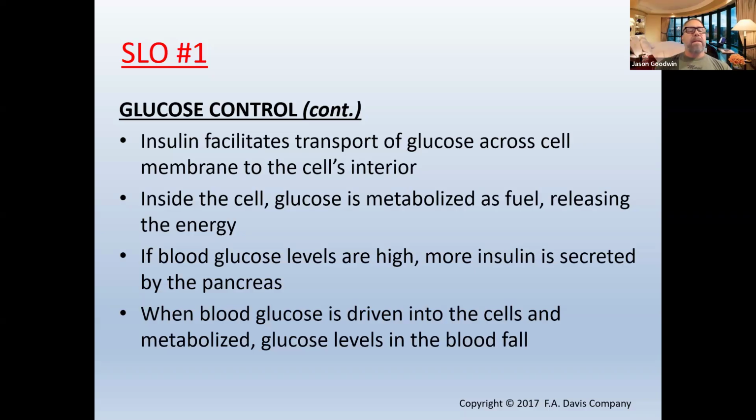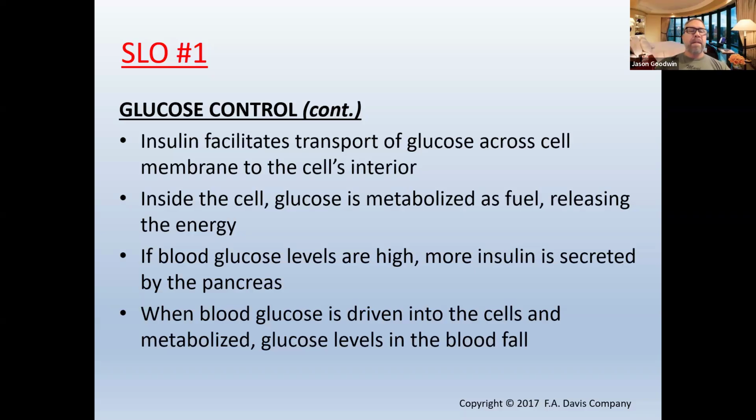Okay. Insulin facilitates the transport of glucose across the cell membrane. Inside the cell, it's metabolized as fuel, energy, right? The Krebs cycle, the ATP process. If blood glucose levels are high, more insulin is secreted by the pancreas to take care of that. And then the blood glucose is driven into the cells and metabolized, and the glucose levels in the blood fall.